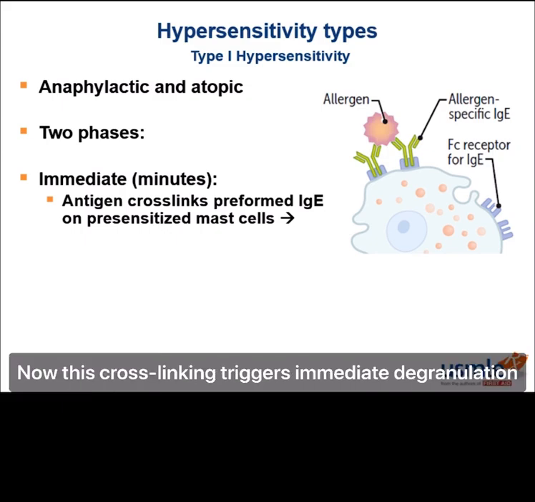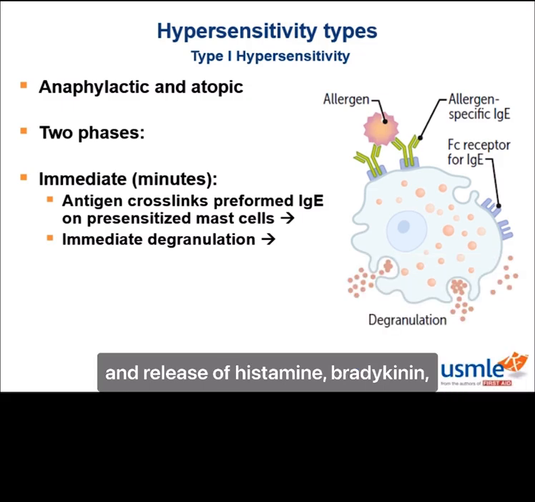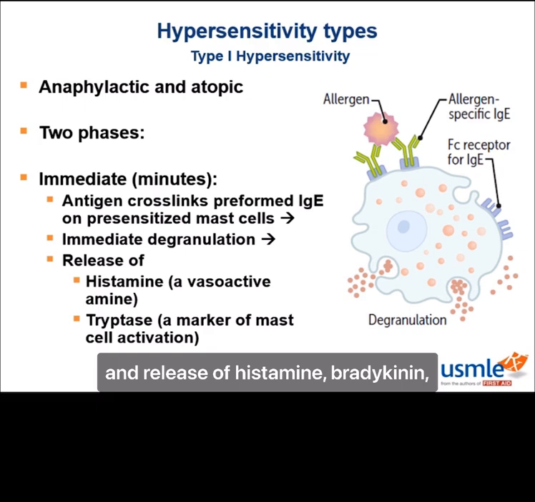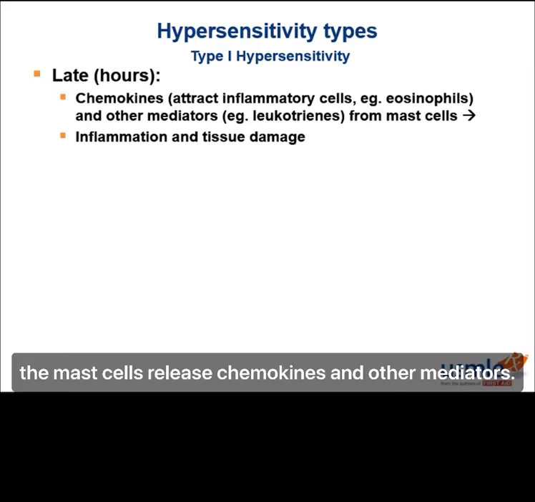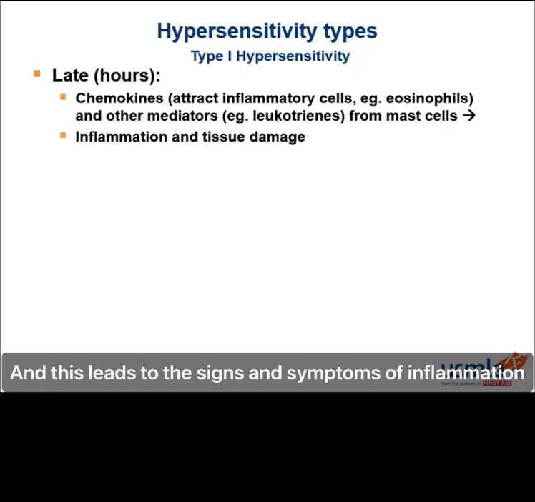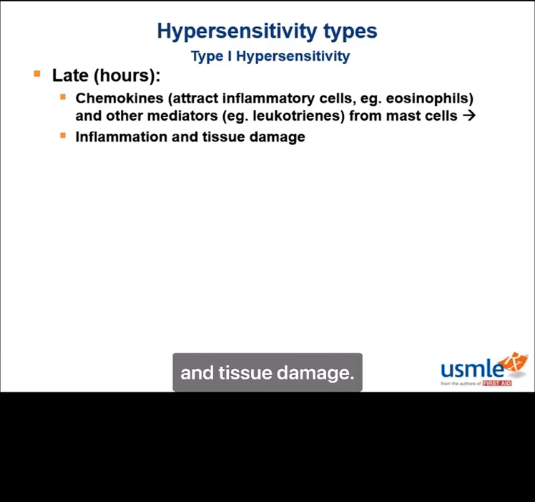Now, this cross-linking triggers immediate degranulation and release of histamine, bradykinin, and other vasoactive amines. Now, tryptase is also released, which is a marker of mast cell activation. In the later phase of type 1 hypersensitivity, which occurs hours later, the mast cells release chemokines and other mediators, and this leads to the signs and symptoms of inflammation and tissue damage.